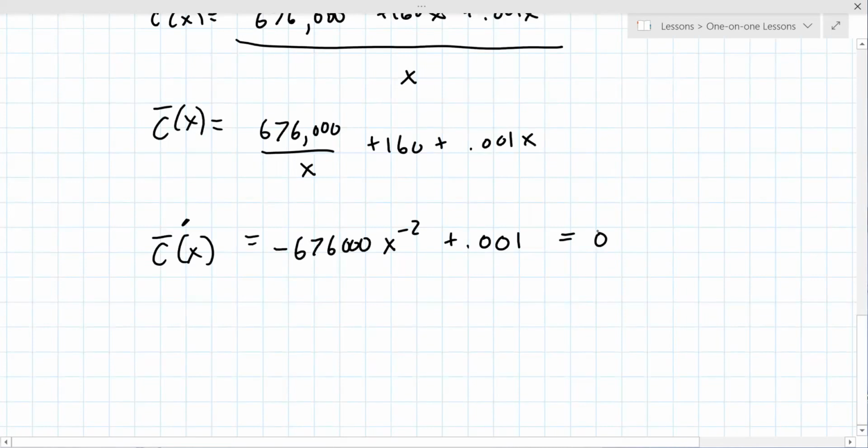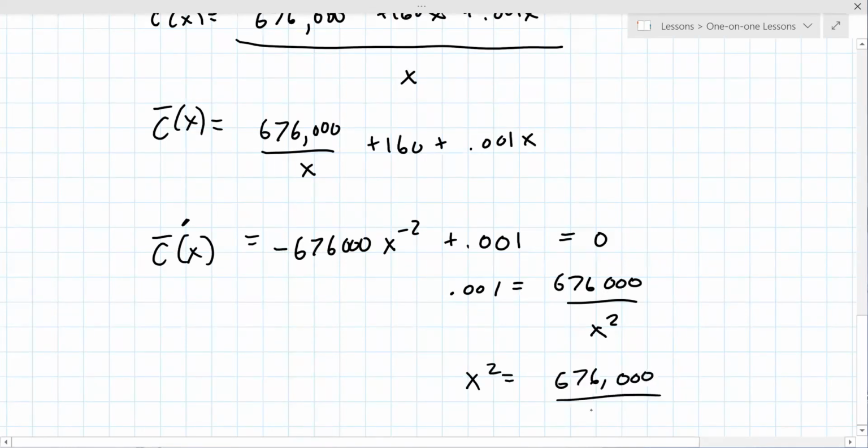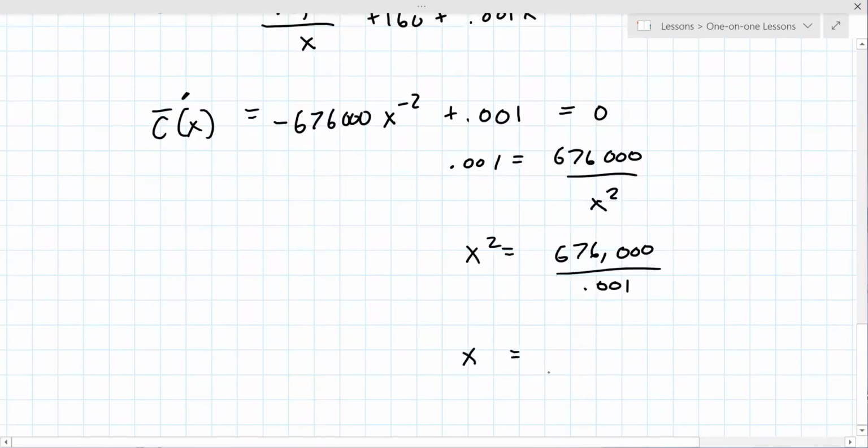Now to solve this, I'm going to move this term to the other side. So it's 0.001 equals positive 676,123, and then the x to the minus 2 is down here on the bottom. Then you move this x squared to this side. So x squared equals 676,123 divided by 0.001. And then you take the square root of that.